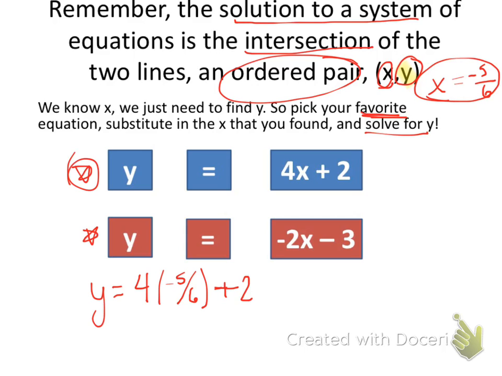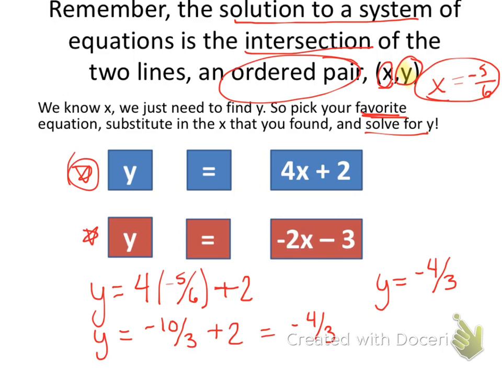Now you can use your calculator to do those ugly fraction problems. It's going to give us negative 10/3 plus 2, which will give us negative 4/3. Now again, I can try to see if this makes sense. That's a y value of negative 4/3.